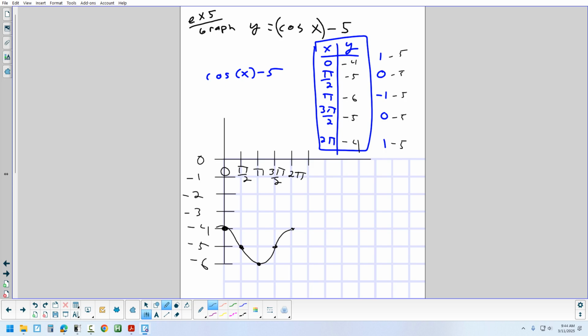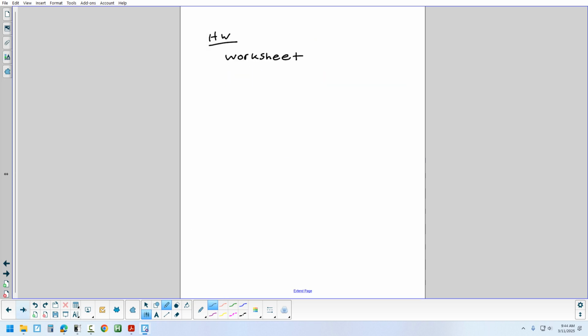All right, so that's the vertical shift and the amplitude change. Homework tonight is pretty much the same kind of thing as last night. It's a worksheet on Schoology. You just click on that, and there are, I think, 5 questions just like last night. You've got about 12, 13 minutes.